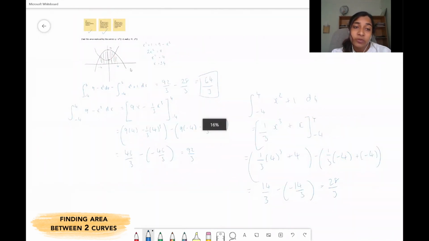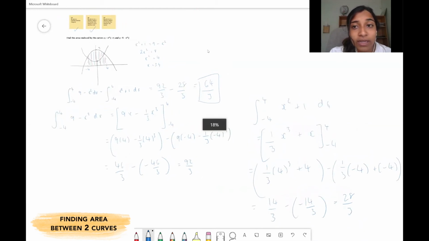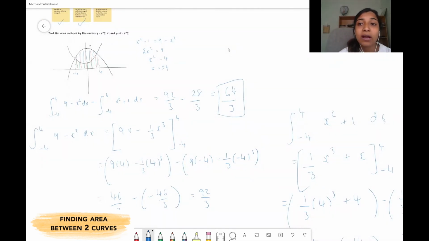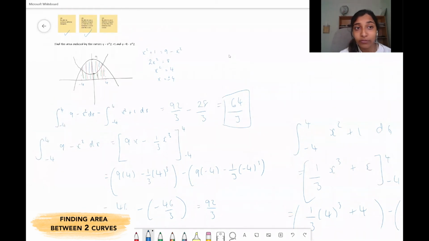So to do this, we just want to draw out our two curves, and then find the values where they intersect, and then we can work out if we need to add any integrals or subtract any integrals to find the common area. So for this, we did the area beneath the curve 9 minus x squared between 4 and minus 4, and then we subtracted the area beneath the curve x squared plus 1 between 4 and minus 4. We just did the normal definite integrals, subtracted the two, and we got 64 over 3.